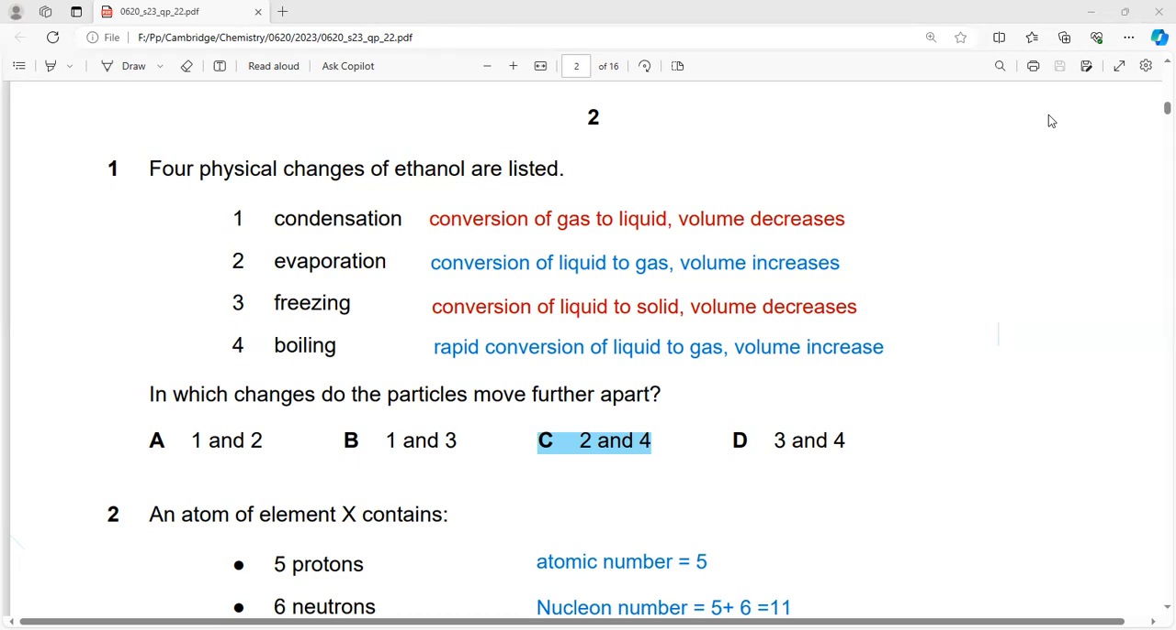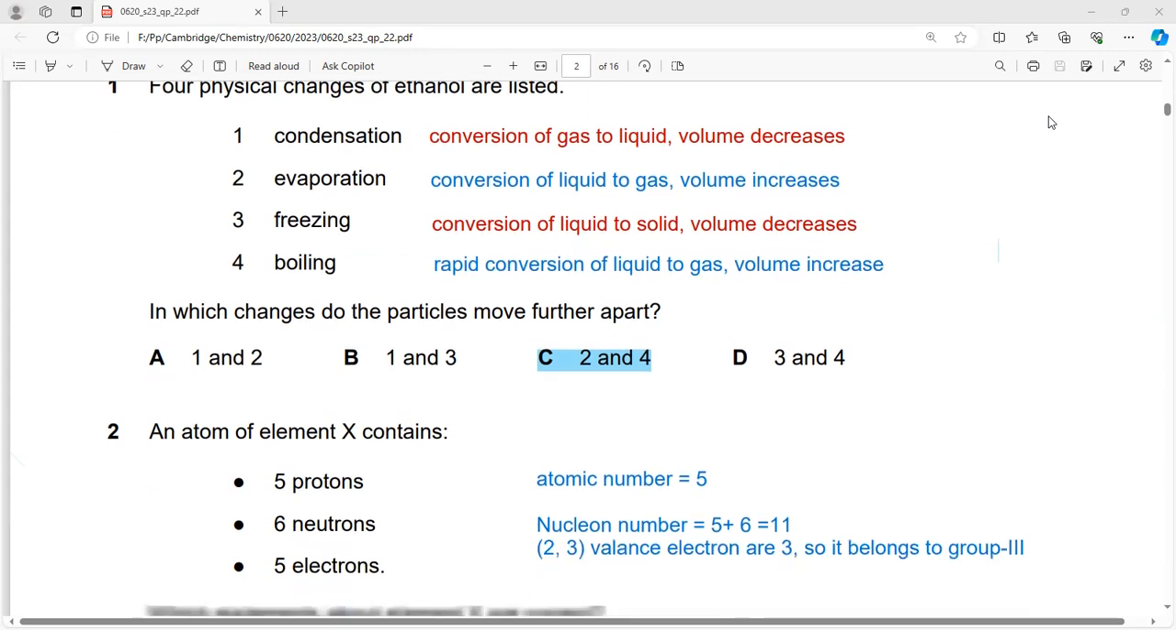So in that way, statements number 2, evaporation, and 4, boiling. The volume is increasing, so the particles are moving away. That's why the correct statements are 2 and 4. C is our correct answer.